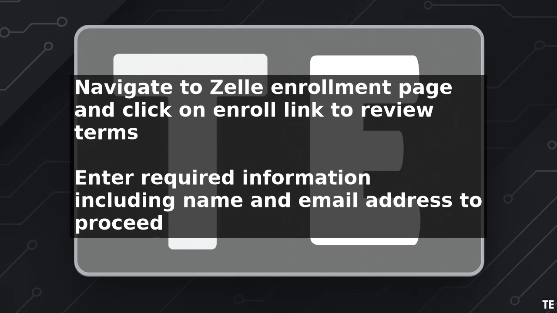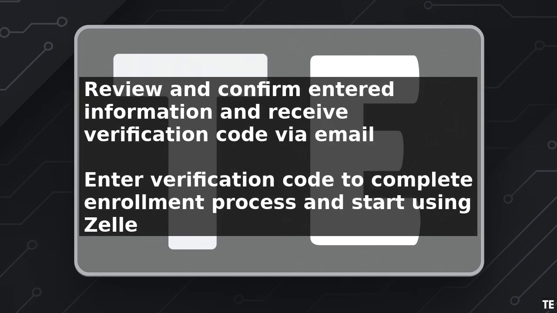Once you are signed in, navigate to the Zelle enrollment page, which is usually found under the Transfer or Payments tab. Click on the Enroll in Zelle link and review the terms and conditions. Next, enter the required information, including your name, email address, and mobile phone number. You will also need to link your Wells Fargo debit card or account to Zelle. After entering the required information, review and confirm that everything is correct.